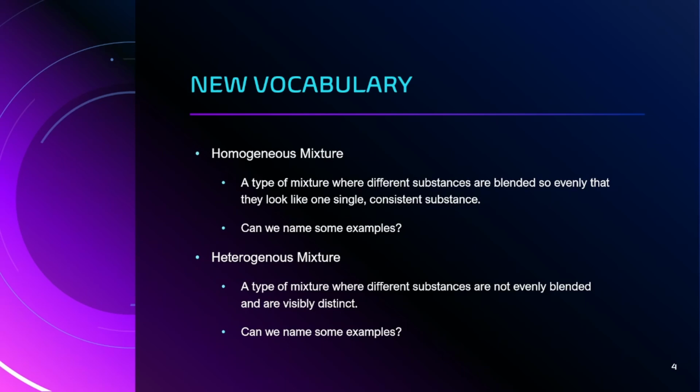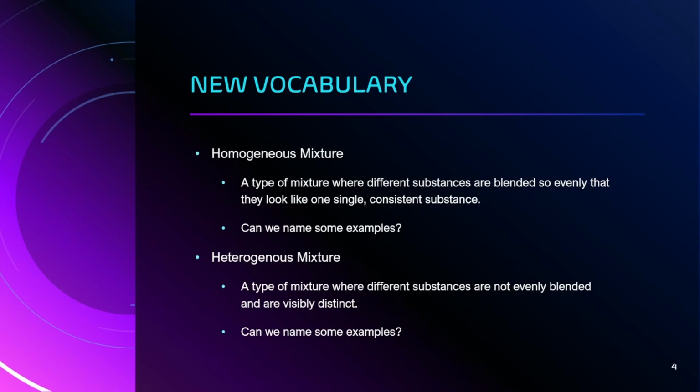First, having everybody write down in our lab journals our definition of homogeneous mixtures: a type of mixture where different substances are blended so evenly that they look like one single consistent substance. And with that, we would talk about something like salt water and sugar water, or brass or steel, where they have been bound together to look like one fluid material.